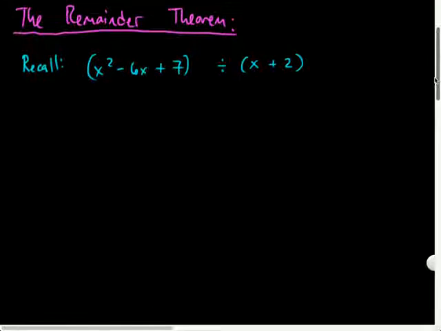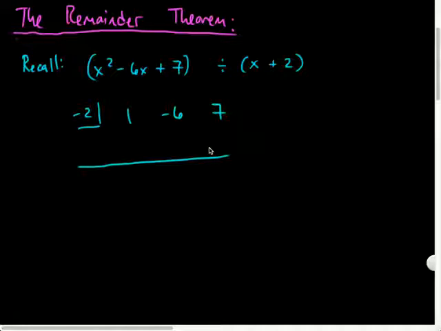How would I set up the synthetic division? Do you guys remember? Negative 2 in the corner. And then you do 1, negative 6, and 7. And then I leave a row and draw this little line. And now I do the classic add, then multiply. Add, then multiply. And add. And that's going to be 23, I believe.